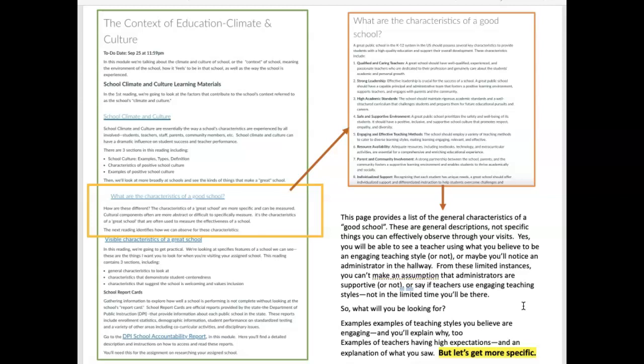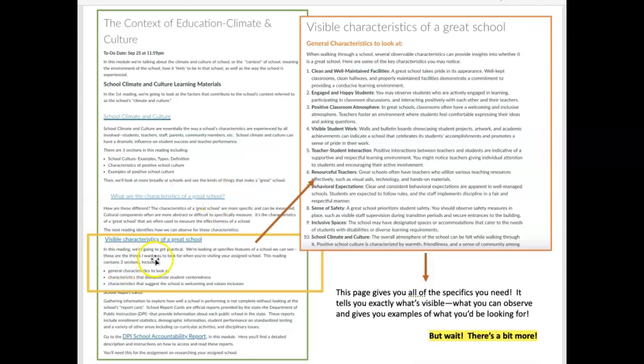Okay, so now let's get a little bit more specific. Right, here we are. So visible characteristics of a grade school. Okay, so when I asked what you were going to observe for, I wasn't trying to play tricks on you. It's all right here. This right here gives you all the specifics that you need, and it explains what you would even be looking for. So clean and well-maintained facilities.